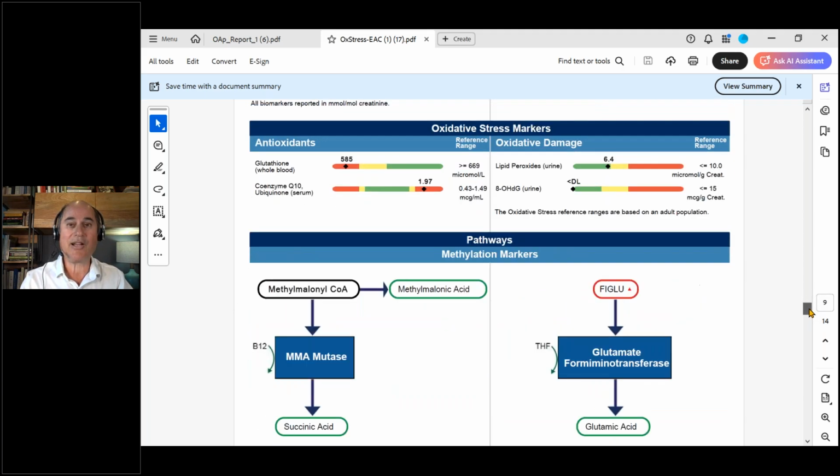So now, just out of curiosity, what's the major way that you protect your brain with glutathione? On this particular test, they measure glutathione in the blood, and it's low. Not a good situation.